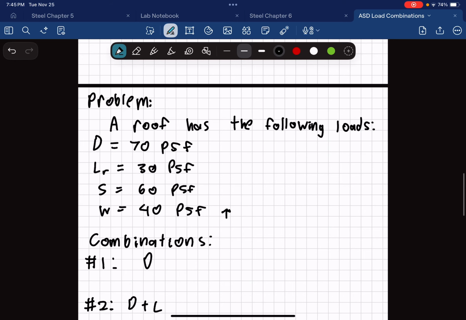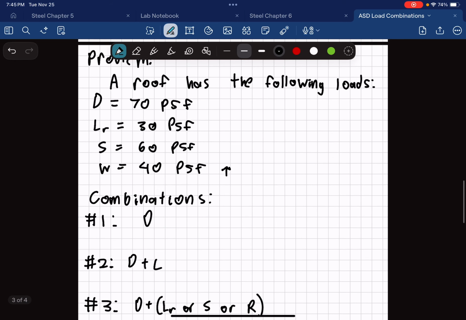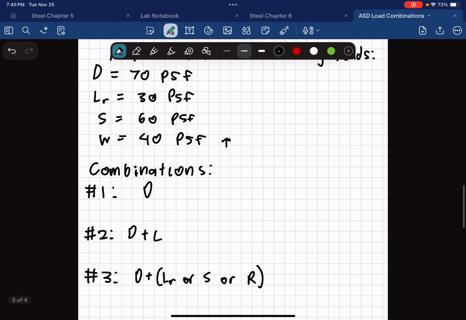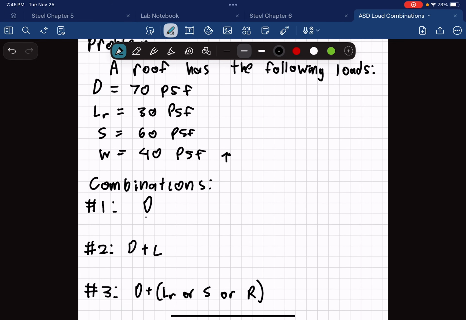So let's look at a very basic problem. A roof has the following loads, and we're going to have to determine with the ASD method of design what the controlling load case is and what that controlling load will be. So let's just get right to it. Case number 1, it's just the dead load. We don't have any multiplicative factor, so it's just 70 PSF.